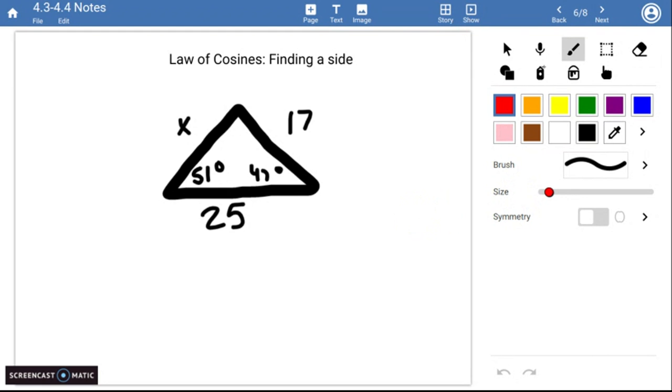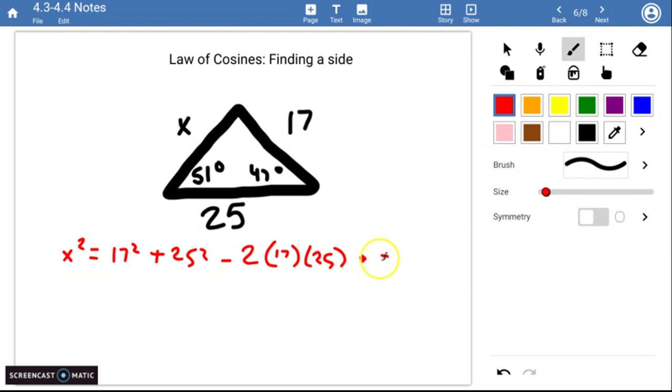Alright, how are we going to do this? Well, we go back to our equation, and let's see what we're trying to do. First, we do x squared. Well, x is what we're solving for, so this time we're solving for x, and we can plug something in for the a. Now, we do the side lengths squared. The side lengths are 17 squared plus 25 squared. And then we subtract 2 times the two side lengths, which are 17 and 25. Then we multiply this all. I'll do a dot this time so you don't think that's x, times the cosine of an angle.